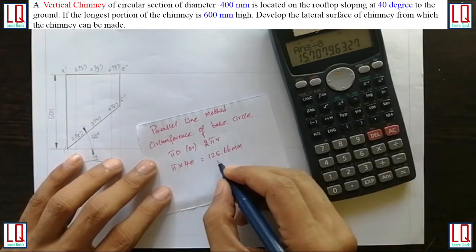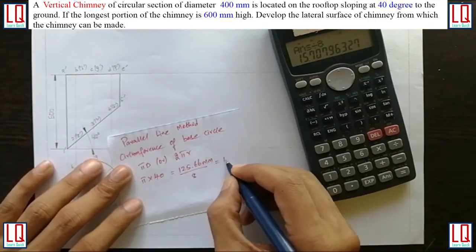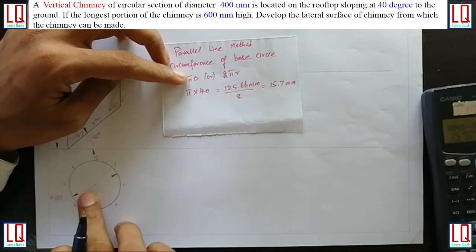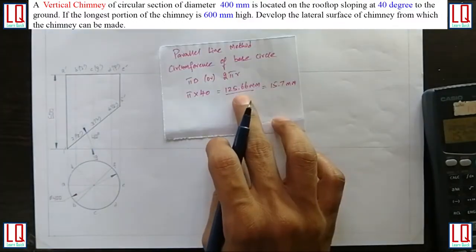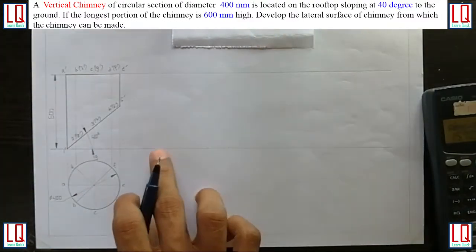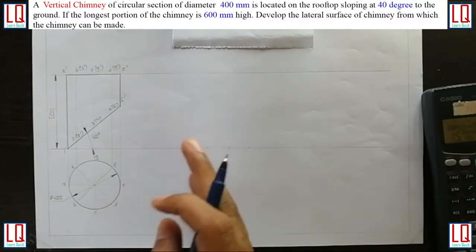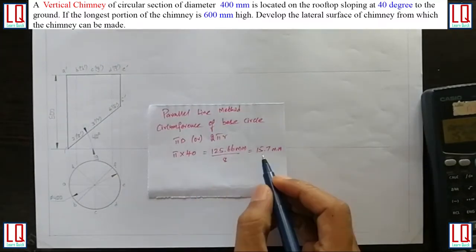Okay, so further I divide this into 8 parts. So where I got 15.7 mm. Because we have 8 arbitrary points here, we have divided this into 8 parts. So we are going to draw a line for 125.6 mm and then divide it into 8 parts of 15.7.